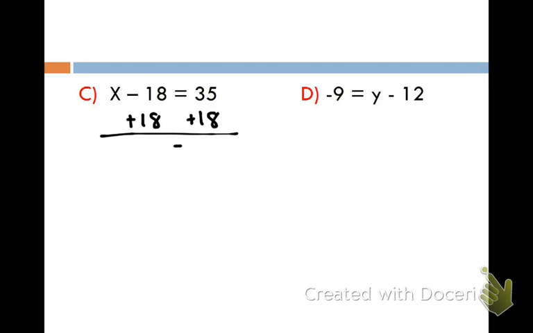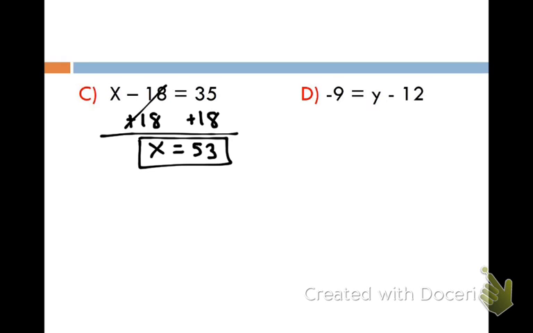Okay? I'm going to bring down that equal sign. Negative 18, positive 18, what can I do to it? Cancel it out. I'm left with on the left side, plain old x. And what is 35 plus 18? 53. Okay? Now let's check it to see if it's right.